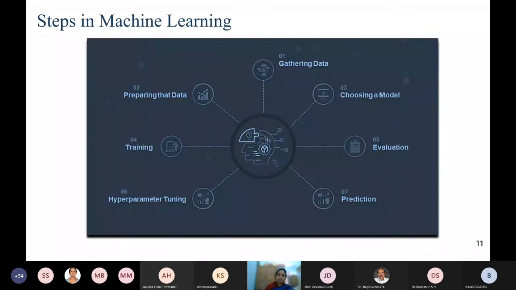Then finally the prediction or the output. It could be classification also. In this particular slide we have just shown the prediction. That's the final output that you would be getting for machine learning.